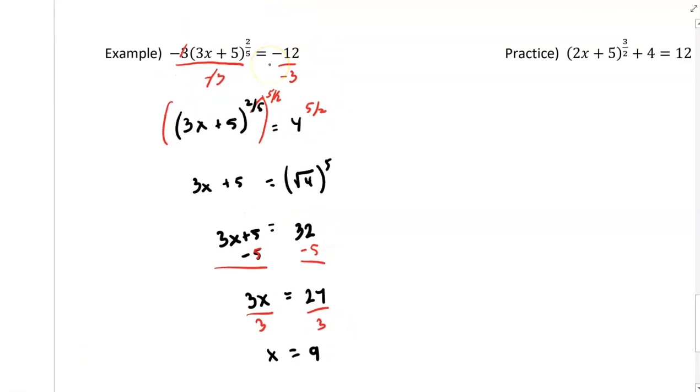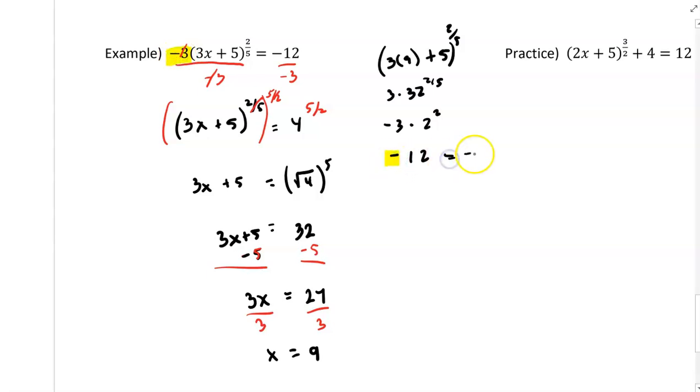Let's go ahead and check this solution. So I'm going to plug it into the left-hand side. We have 3 times 9. That's 27 plus 5 gives us 32. So all of this is raised to the 2/5 power, and then we multiply times 3. So the fifth root of 32 is 2, so 2 squared is 4, and we get 12. Oh, well, I have a negative 3 on the front, right here. So negative 12, does that equal the right side? It does, so this is valid.